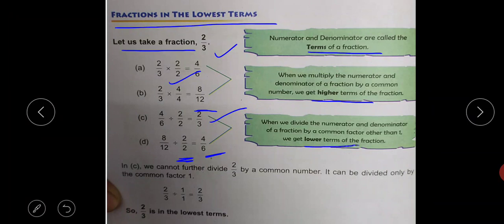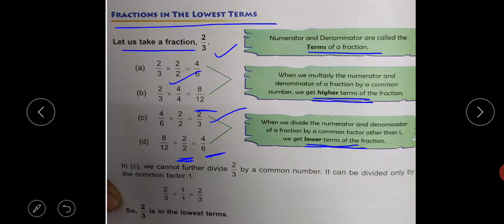सो इस कॉन्सेप्ट से हमें ये पता चलता है कि जब हम किसी फ्रैक्शन की टर्म्स को मल्टीप्लाई करते हैं तो हमें हायर टर्म्स मिलती हैं, बट व्हेन वी डिवाइड द टर्म्स ऑफ फ्रैक्शन बाय अ नंबर वी गेट लोअर टर्म्स. नाउ लोएस्ट टर्म मीन्स जो लोअर टर्म्स में से सबसे छोटी है.